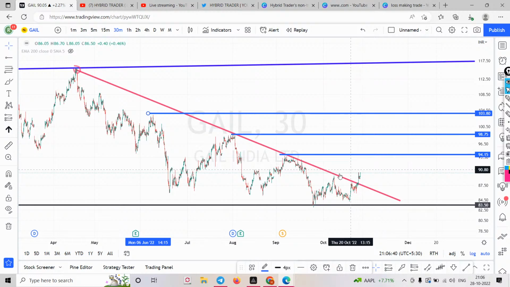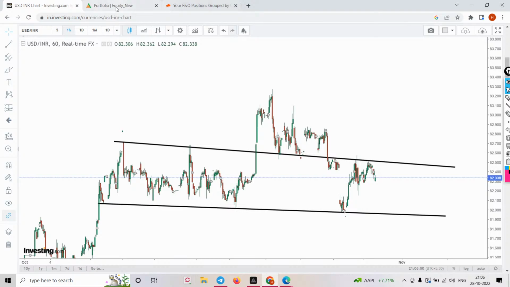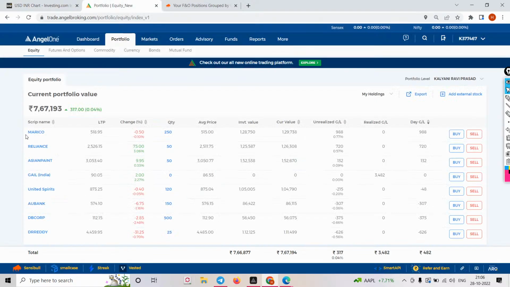Now I've shown you the analysis of Gale. Now I'll take you back to Angel One. Today I've taken another six stocks, friends. One is Marico, and Reliance I've taken today. So I'll be just showing you all the trade logic.